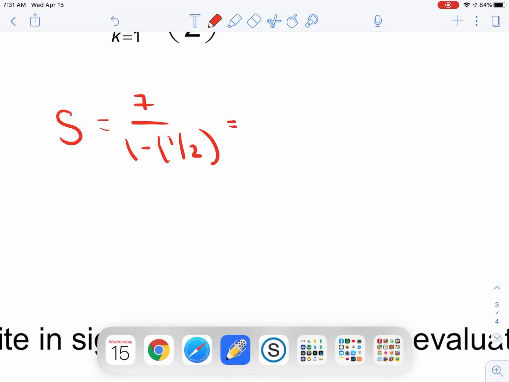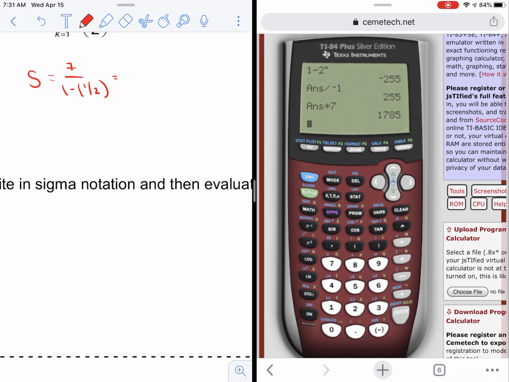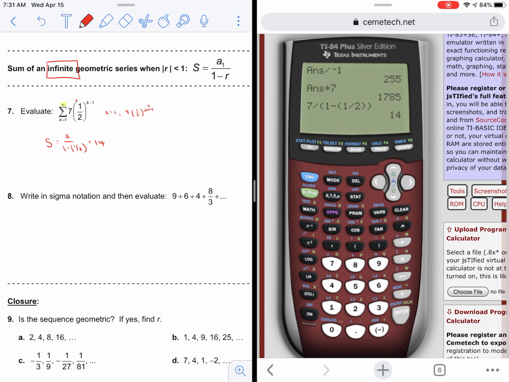So if you want to use your calculator, feel free to do so. This one's not that bad because really you're getting 1 minus 1/2, which is 1/2, and then 7 divided by 1/2 is like 7 multiplying by 2. You're going to see that you get this sum of 14. So you could do 7 divided by, and then just use parentheses 1 minus 1/2. If you want to use another set of parentheses, you can just to be safe. But you get that value of 14. Which would make sense. You're going to see that as the series goes on, the numbers become so incredibly small that they have no impact on the actual sum.